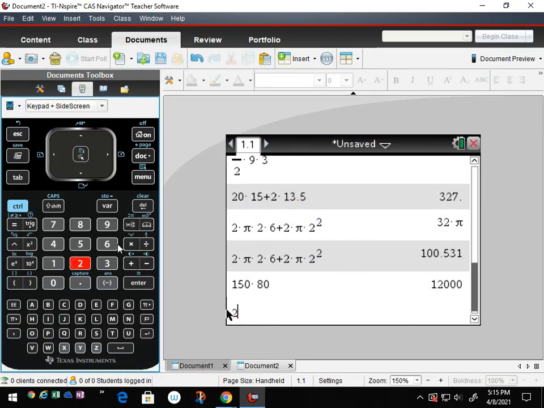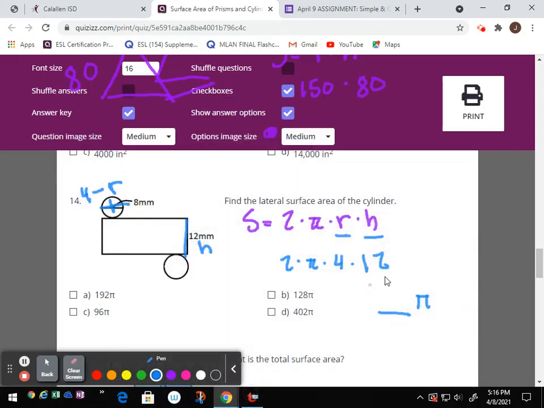So we're just going to do 2 times 4 times 12. We're not going to do the pi yet because we're going to add it to the end, okay? We get 96. So we have 96, and we cannot forget to put pi. Even though we didn't multiply it, we're still going to put it here so that if we want to multiply it later on, we can, okay? Which we can see is answer choice C. C is our correct answer for number 14.